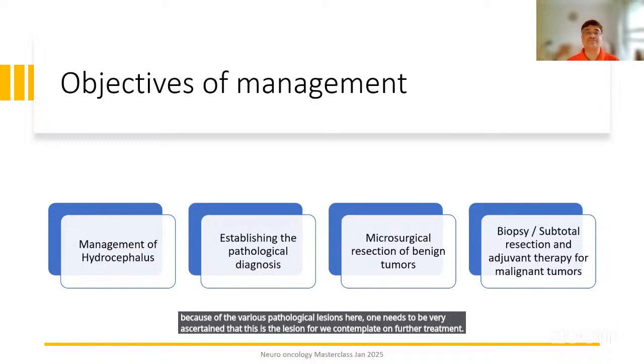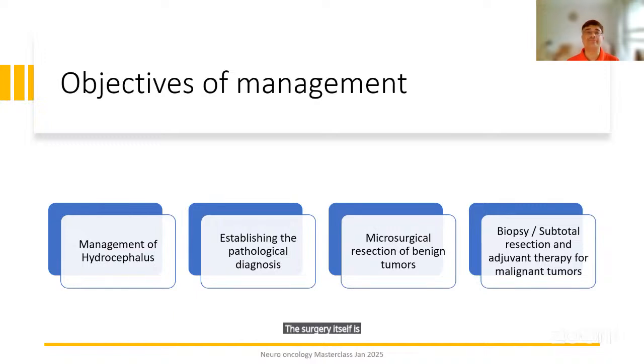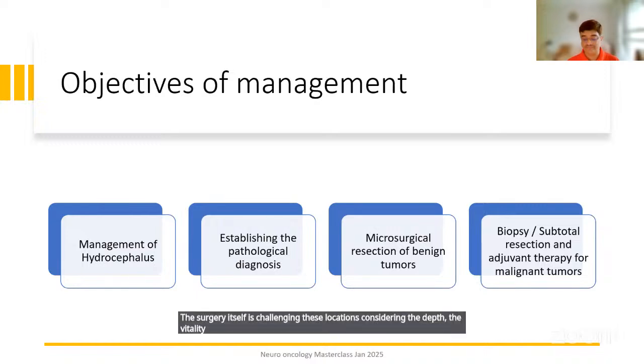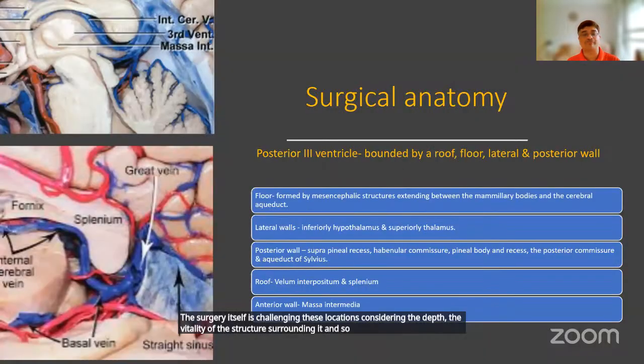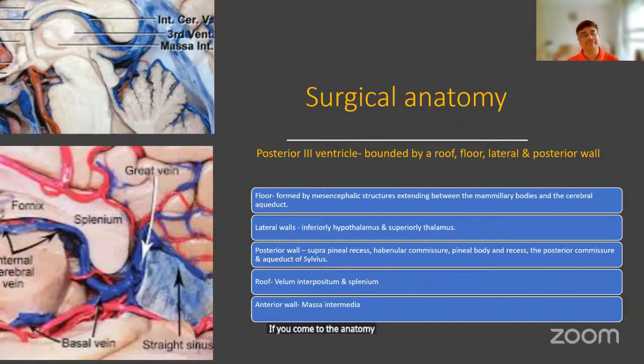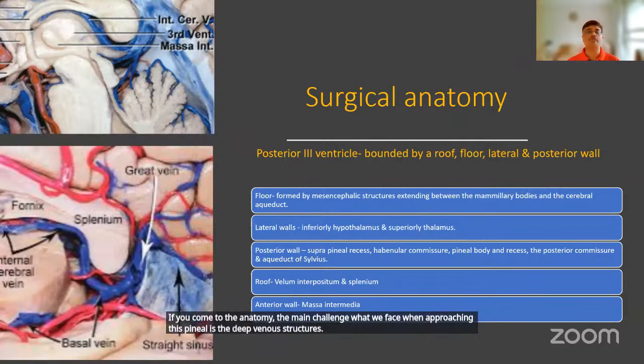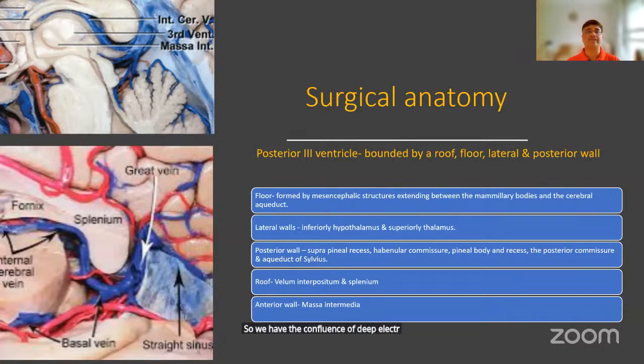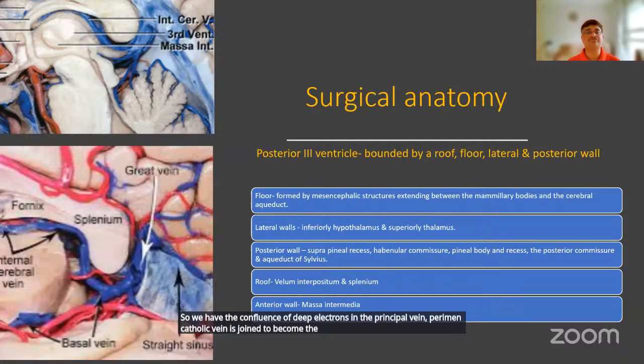The surgery itself is challenging in these locations, considering the depth and the vitality of the surrounding structures. And so these are the objectives of management. If we come to the anatomy, the main challenge we face when approaching the pineal region is the deep venous structures. We have the confluence of the internal cerebral vein and the perimesencephalic vein, which join to form the vein of Galen, which drains into the straight sinus.